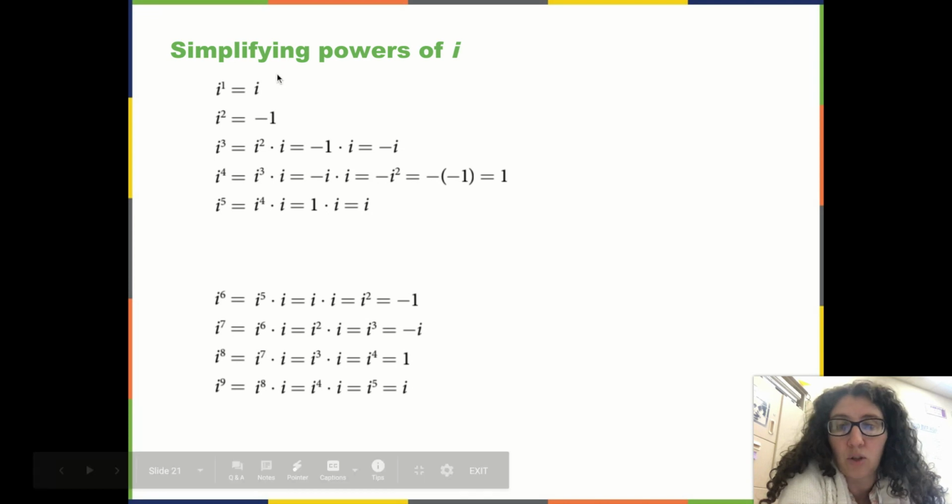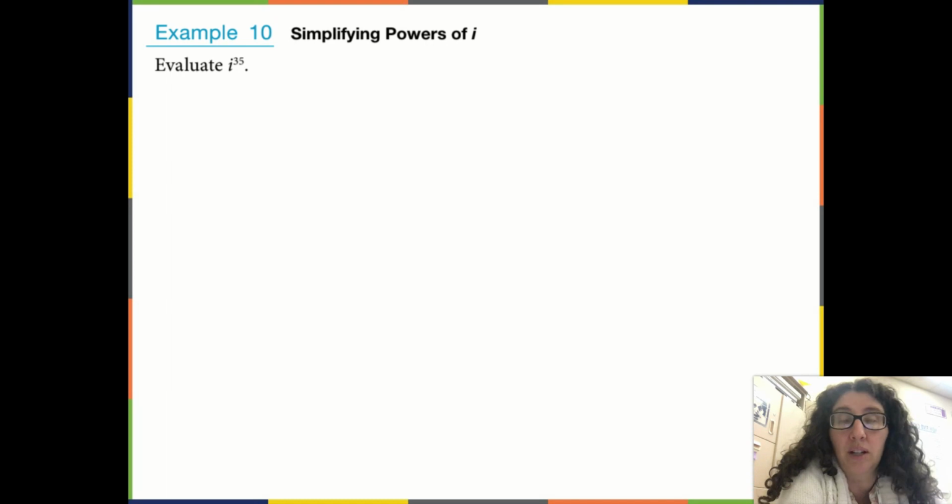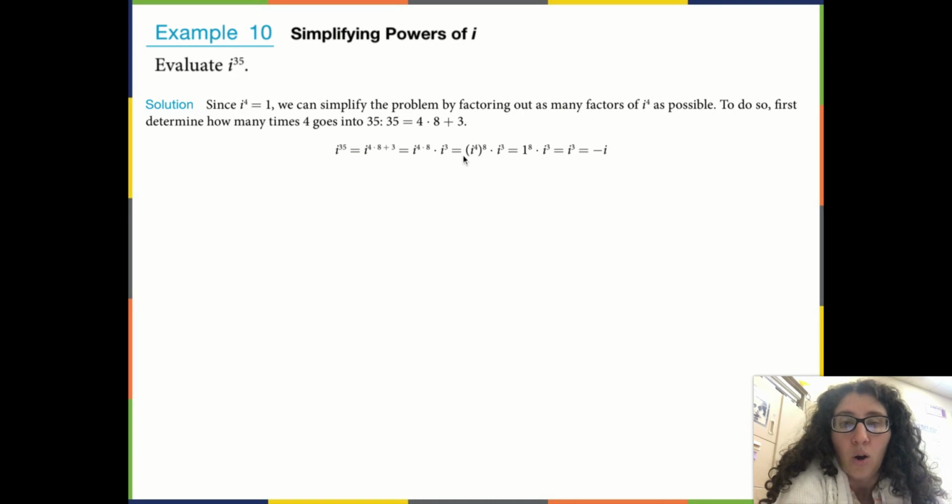So you can do two things. You can either remember these first 4 i powers, or you can always just figure them out, right? I find it easier to just think through it rather than try to remember that i cubed is negative i. So what if we had like a really big number? Well, sort of big, like 35. How could we figure that out? Well, we could think of this as 8 times 4 is 32 plus 3, right?